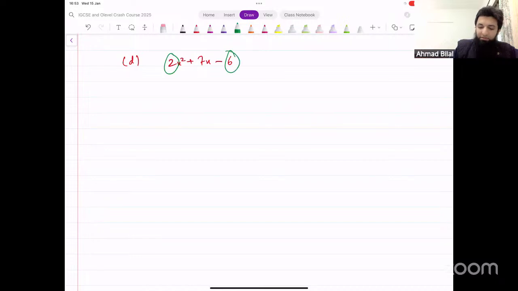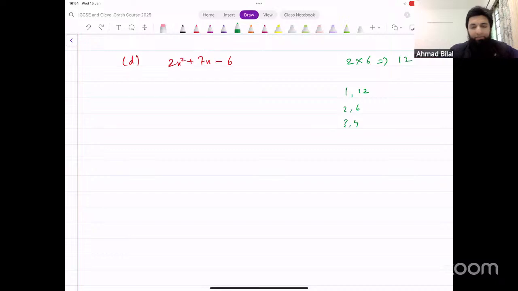2 times 6? Well, again, we've got 12 in this case. But this is a good example. I wanted to particularly do this because it clears one concept: when we multiply 2 and 6 here, we get 12. What are the factors of 12? The factors of 12 are 1 times 12, or we could do 2 and 6, or 3 and 4. Now, we want 7 in the middle, right?